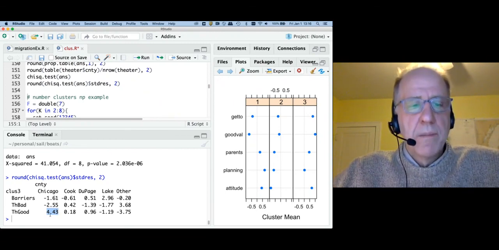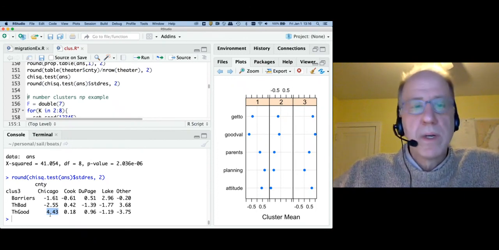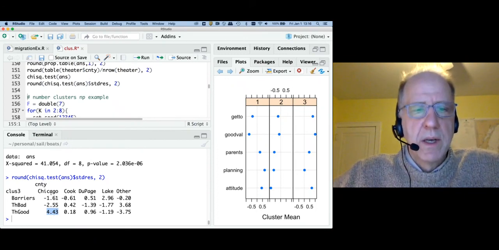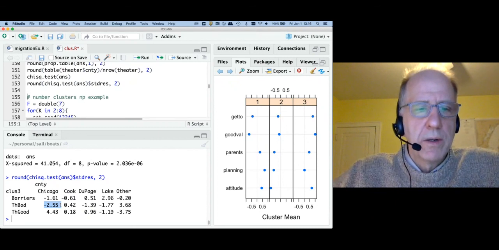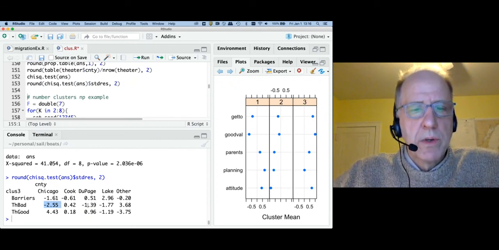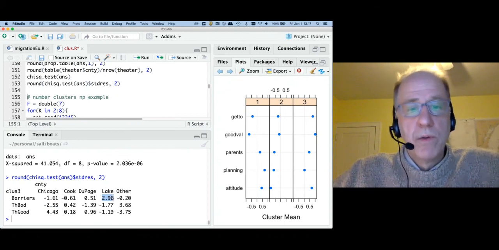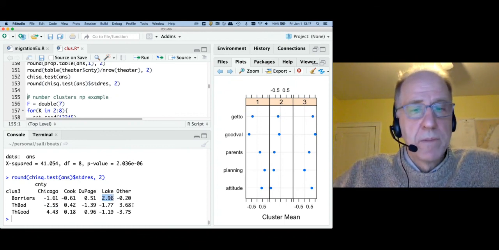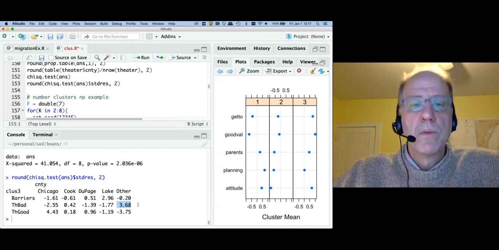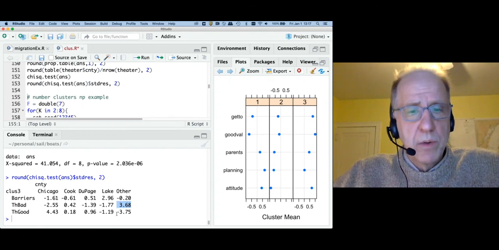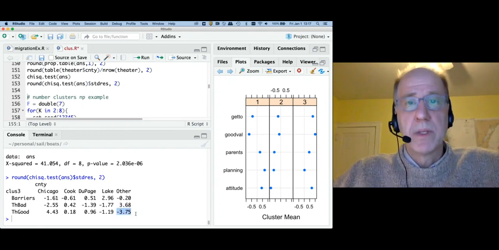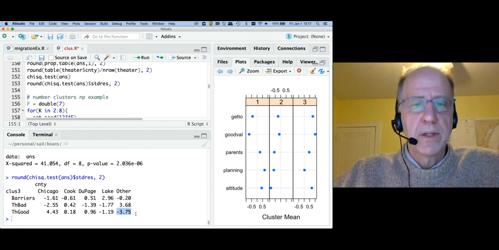So the fact that this number is substantially bigger than 1.96 indicates that theater lovers are overrepresented in Chicago. Theater haters are underrepresented in Chicago. Not much going on with Cook or DuPage. However, the barrier group is overrepresented in Lake County. The people who don't really like theater are overrepresented in the exurbs. The people who really like theater are underrepresented in the exurbs.